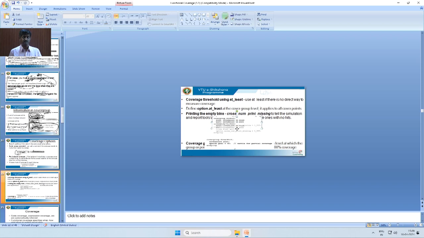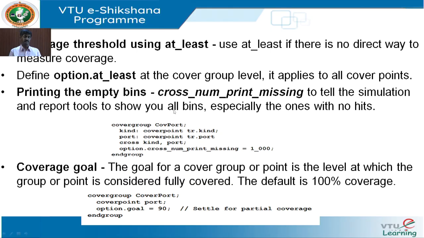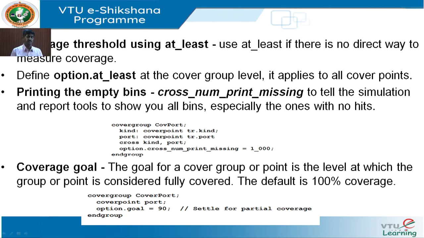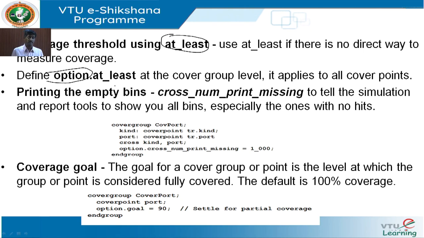Coverage threshold values can be defined at different levels. So I am just defining it with respect to the coverage threshold values. Here I have considered an at_least value, which takes no direct way to measure the coverage. It is putting a minimum value to consider. It's also an optional value. You can have an optional value, as considered here within a comment: option.at_least. At the covergroup level, it applies to all coverpoints with the minimum value you have.